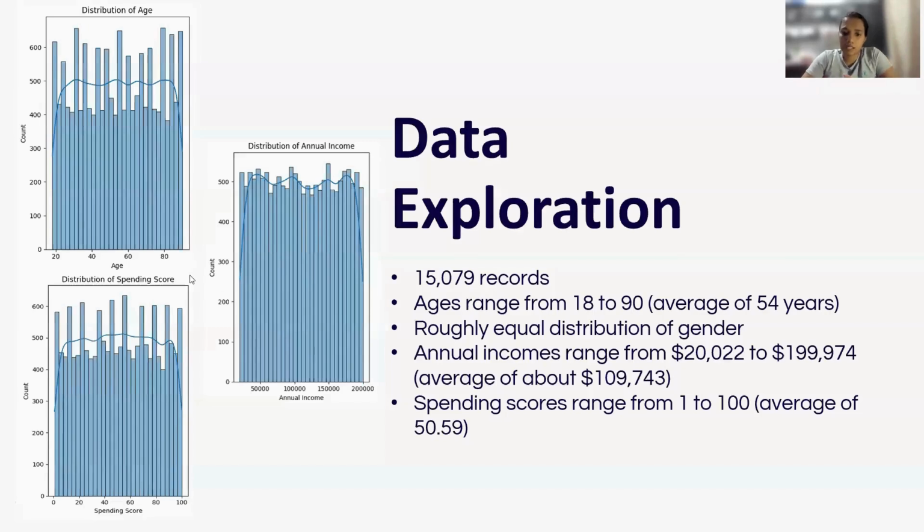Under the data exploration, we found that within the dataset, we got nearly 15 records. This dataset was taken from the website Kaggle, and the age range was between 18 and 19, with an average of 54 years. There is a roughly equal distribution of gender, and the annual income ranges from $20,000 to $199,000. And the spending score ranged from 1 to 100.